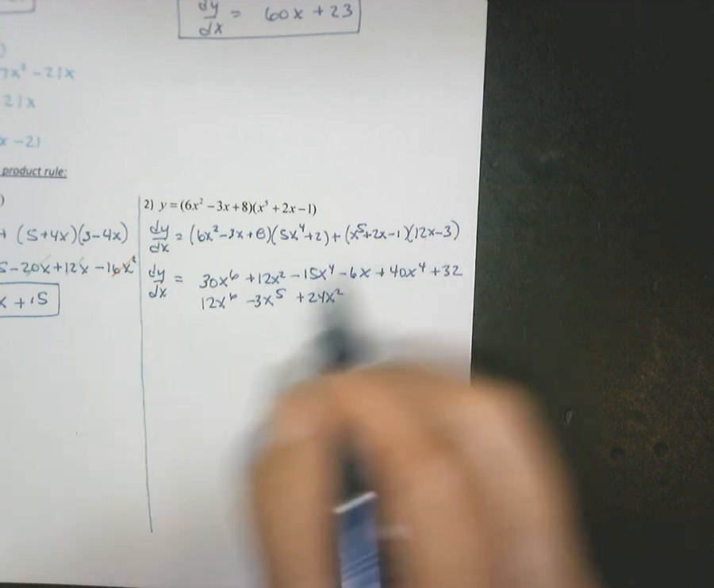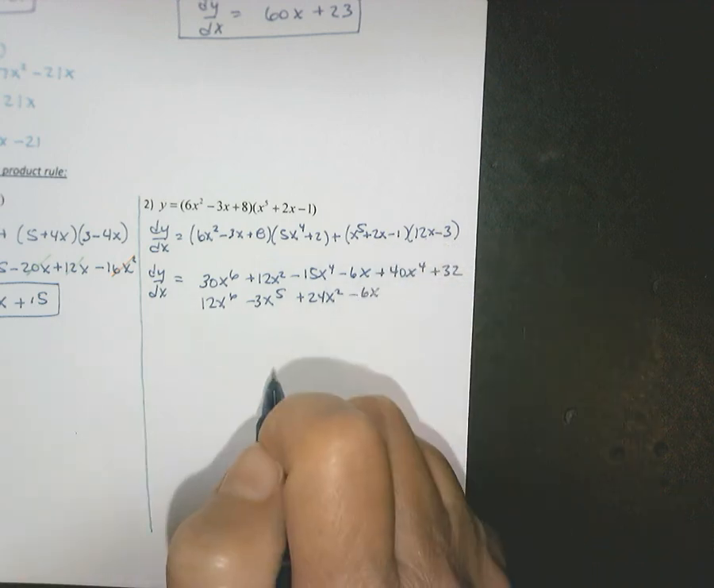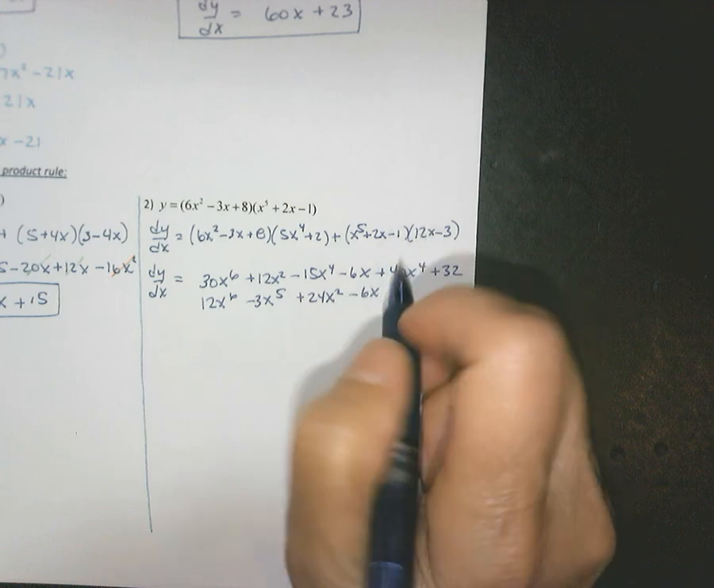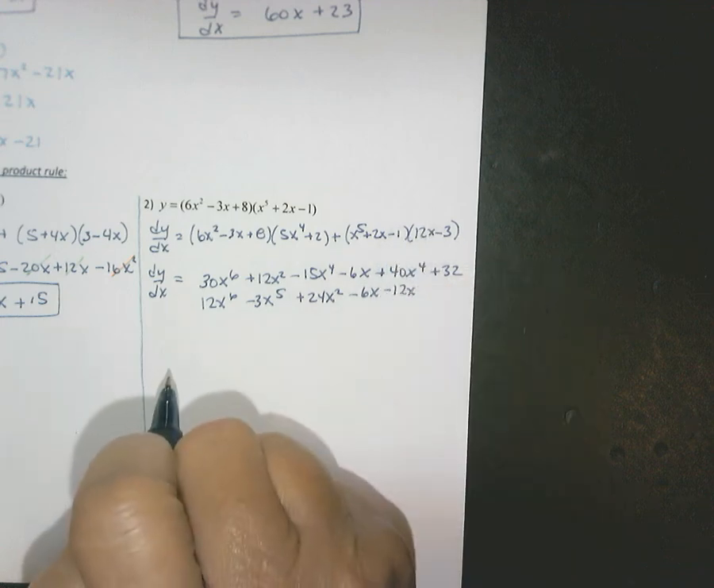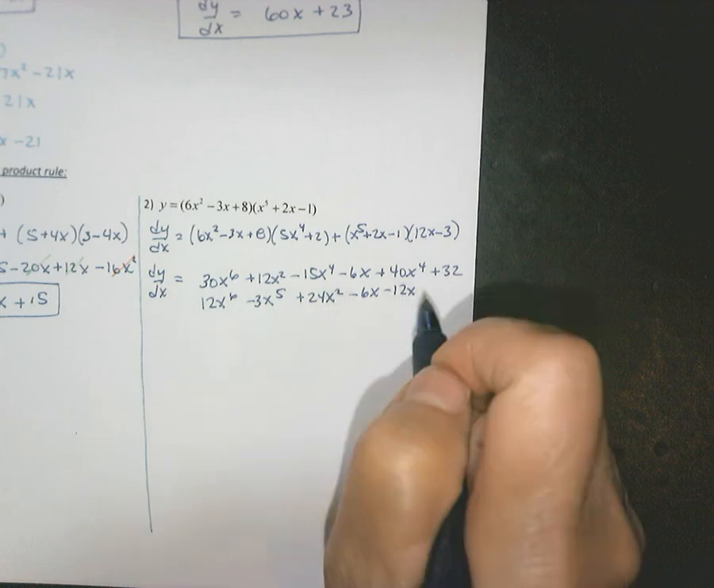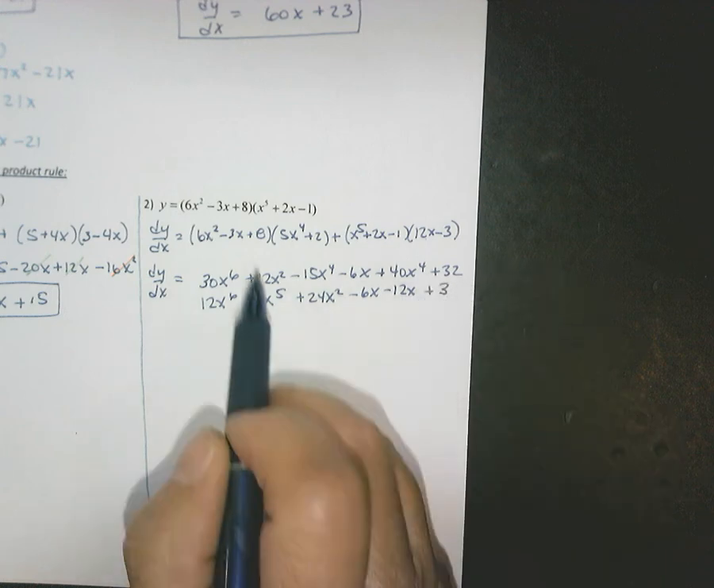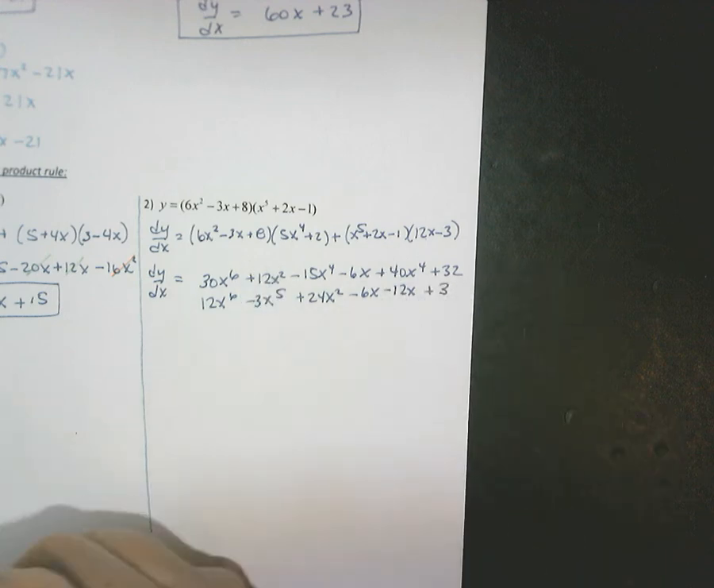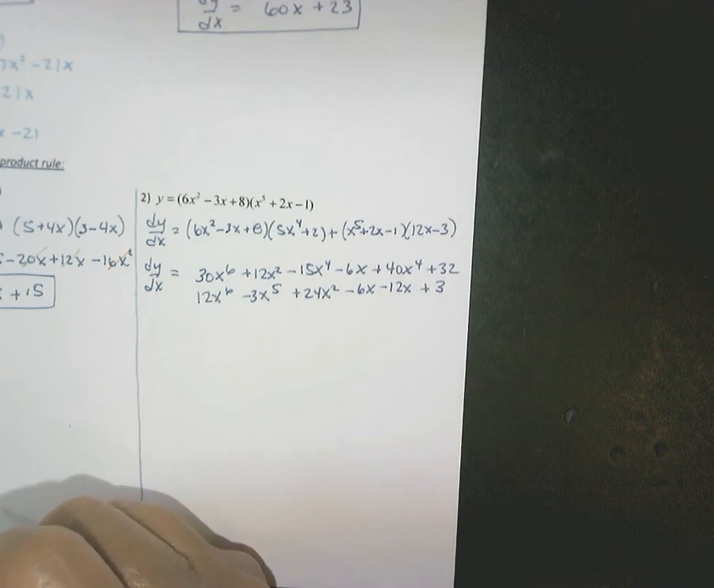2x times negative 3 is negative 6x. Negative 1 times 12 is negative 12x. Negative 1 multiplied by negative 3 would be a positive 3. Sometimes I try to line these all up in order so I could just add straight down. There was too much going on here. I wasn't able to do it.